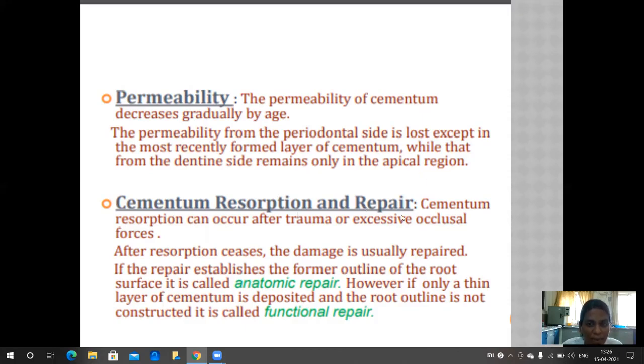Cementum resorption and repair. Cementum resorption can occur after trauma or excessive occlusal forces. After resorption ceases, the damage is usually repaired. If the repair re-establishes the former outline of the root surface, it is called anatomic repair. However, if only a thin layer of cementum is deposited and the root outline is not reconstructed, it is functional repair. There are two types of repair in the cementum, that is anatomic and functional.